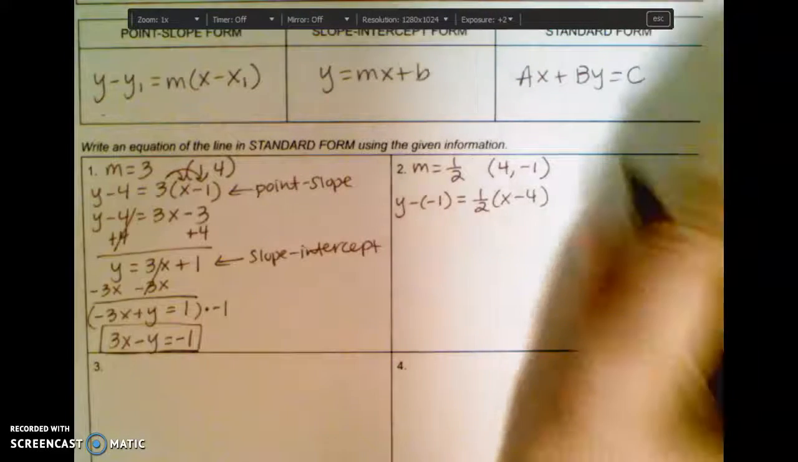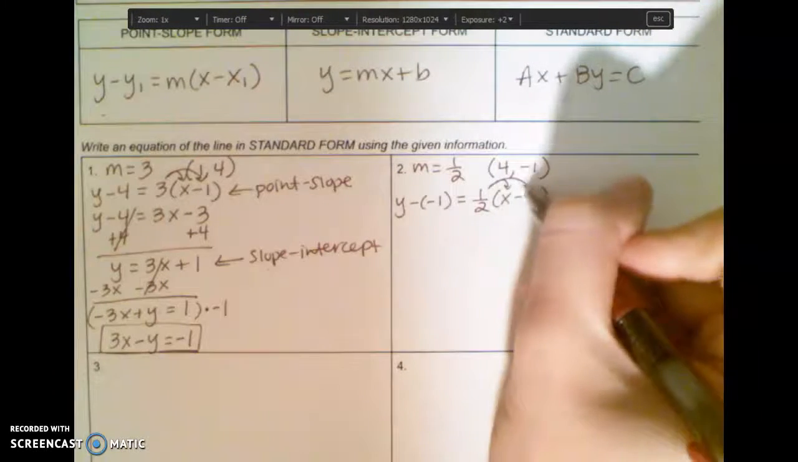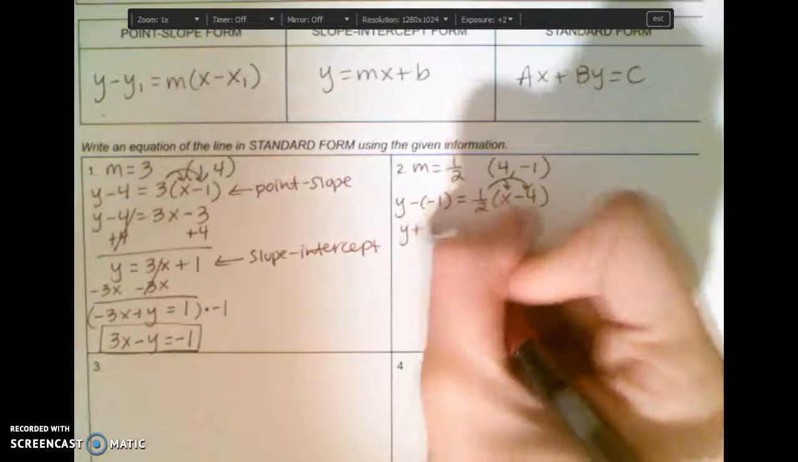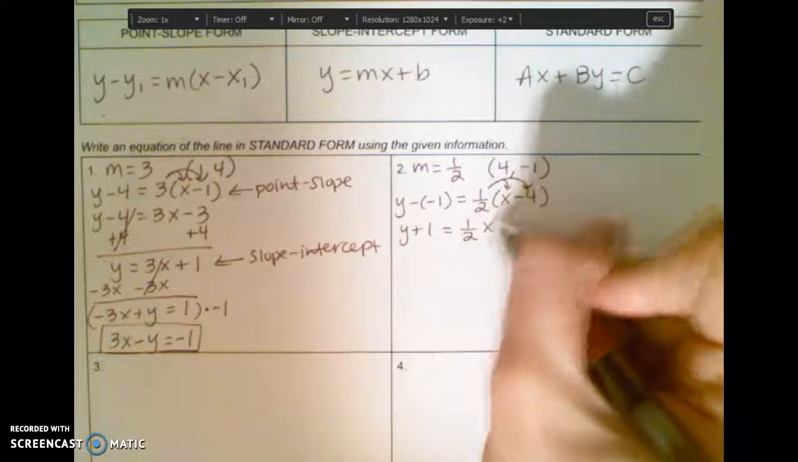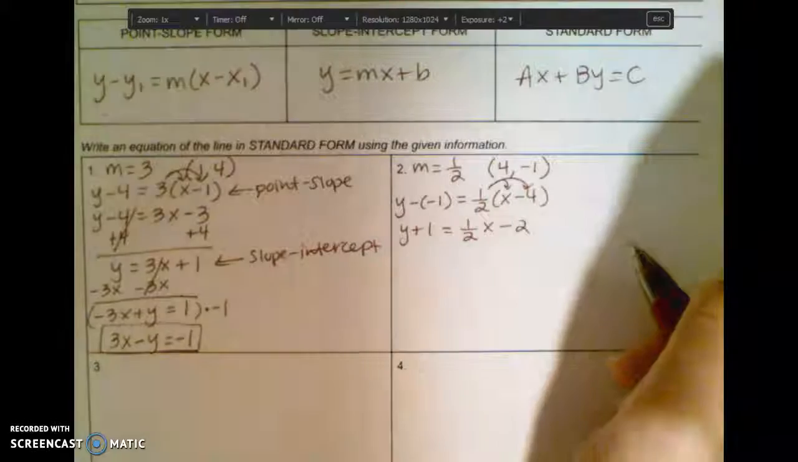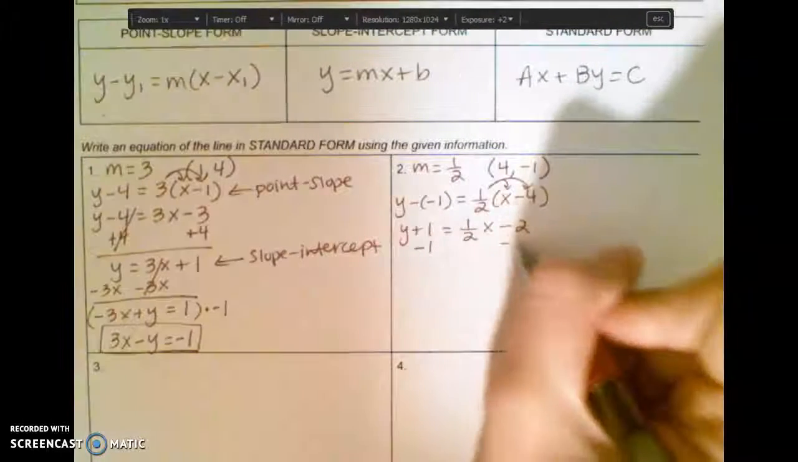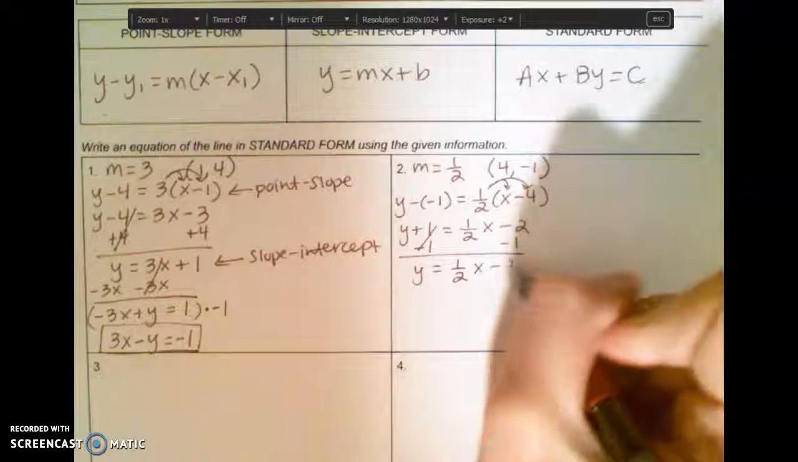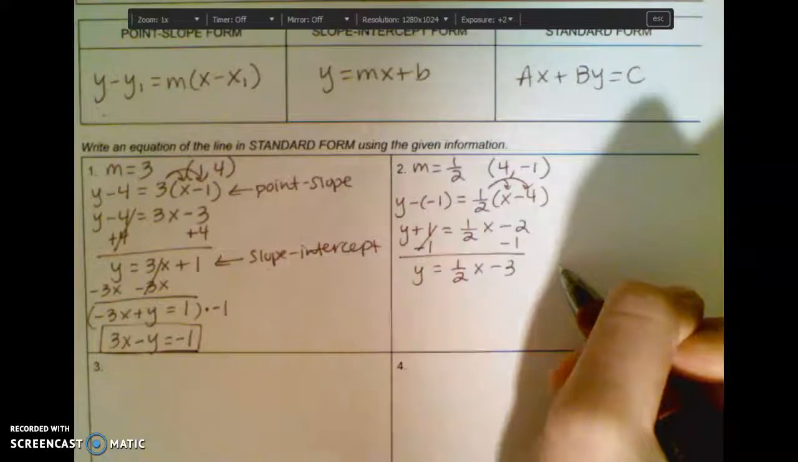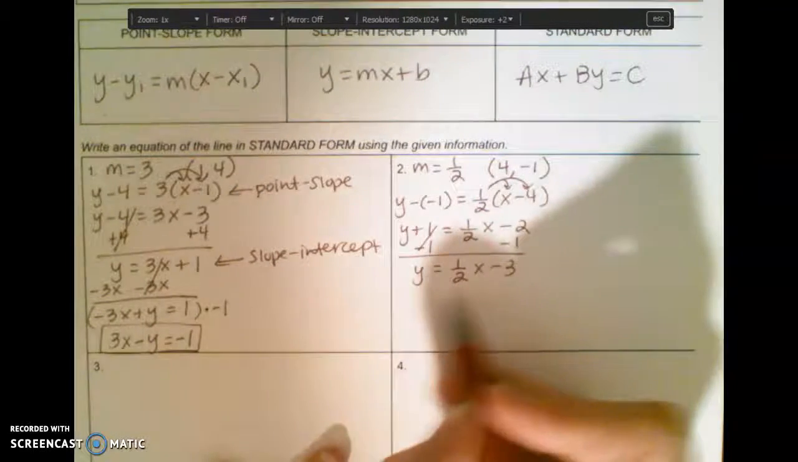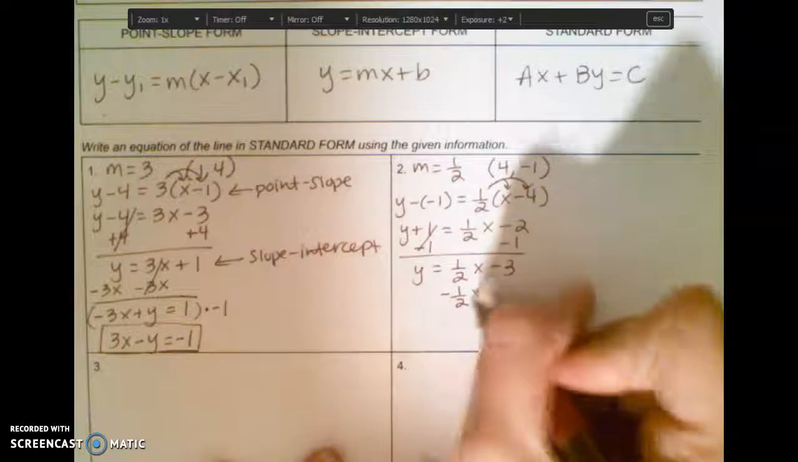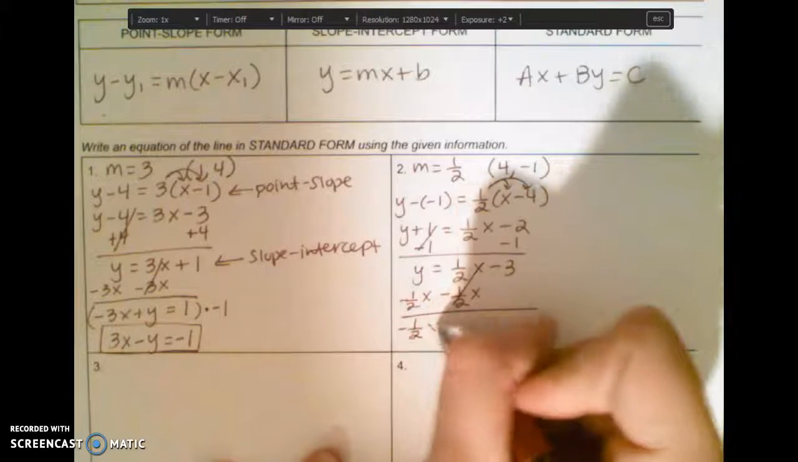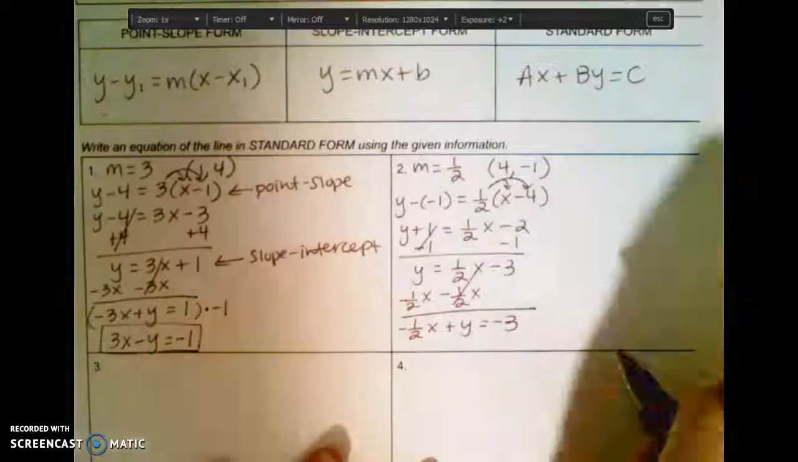We have point slope, but we want standard form. So let's start by distributing the 1/2. That's going to give me, well, minus a negative is a positive 1. And then I will have 1/2 x minus 2. And next thing to do is subtract the 1, so that gives us y equals 1/2 x minus 3. Now we're in slope intercept, but we want standard form, so we need this x to come join the y. The way we do that is subtract 1/2 x. So now that'll give us 1/2 x plus y equals negative 3.